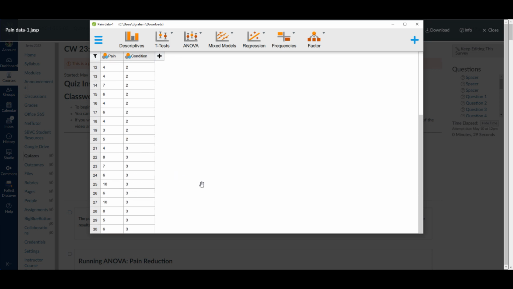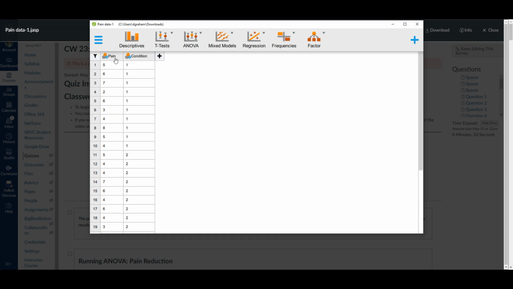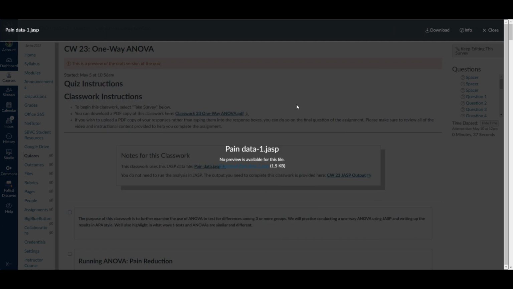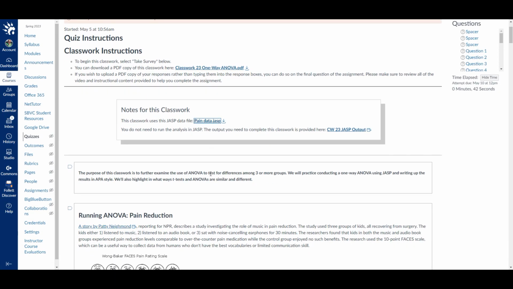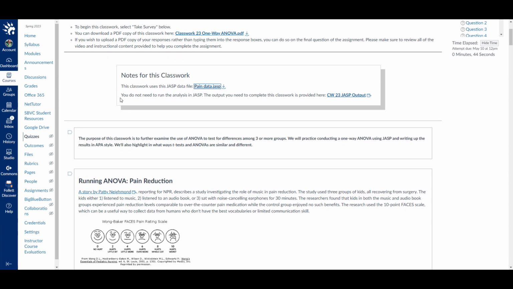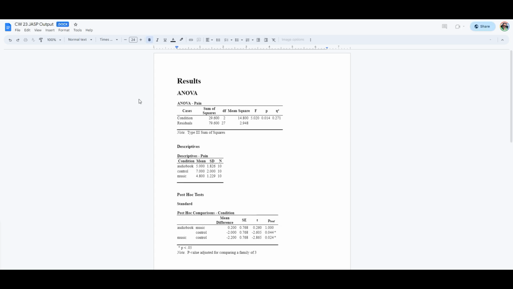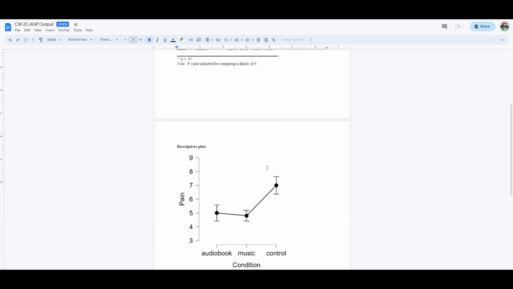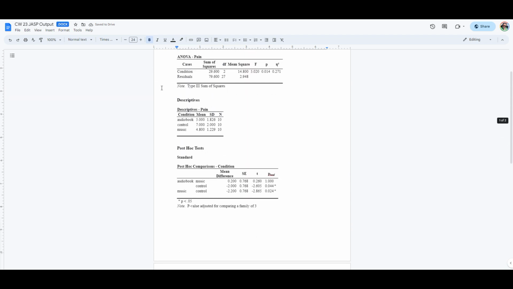So a pretty simple data set here. We see we have 30 cases and 2 variables here, pain and condition. So let's go ahead and find out more about this. As a note, you don't need to be able to run this analysis in JASP if you aren't able to access the software. You can access the results that we get in the output in this Google document.